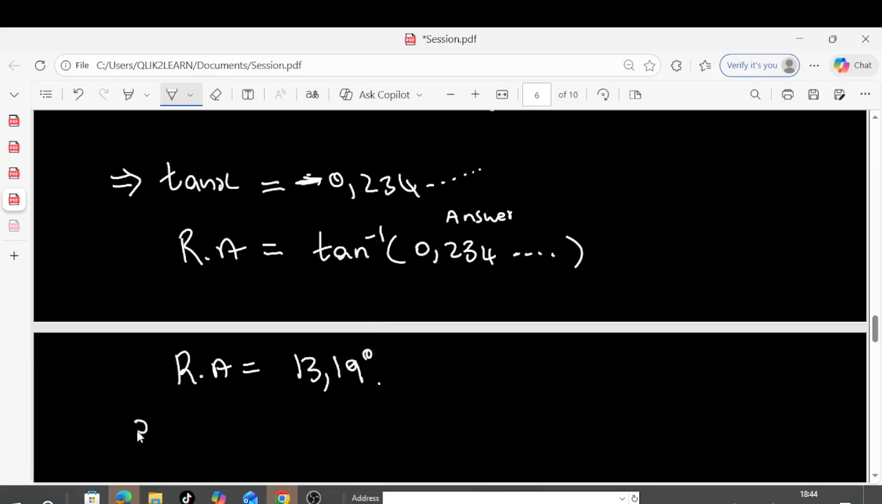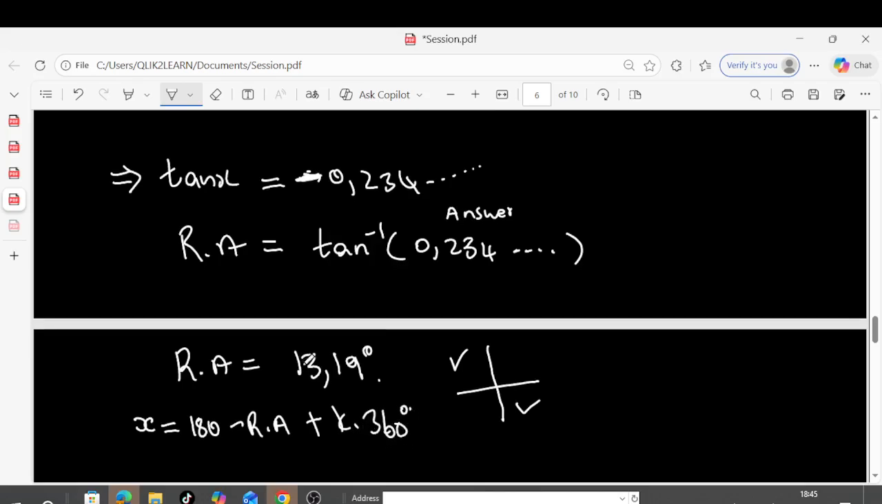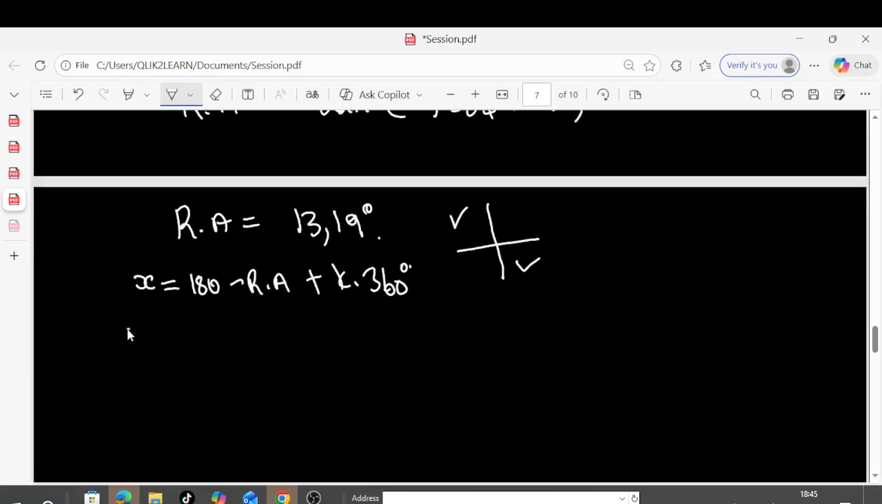So now x is equal to, I need to choose the quadrant that I have to work on where tan is negative. The negative tells us the quadrant that we need to work on is quadrant 2 and quadrant 4. So in quadrant 2 it's 180 minus our RA, plus k times 360 degrees. So x will be equal to 180 minus our reference angle of 13.19 plus k times 360. And what is your answer when you minus these two?